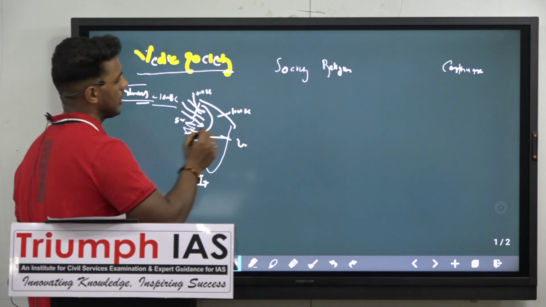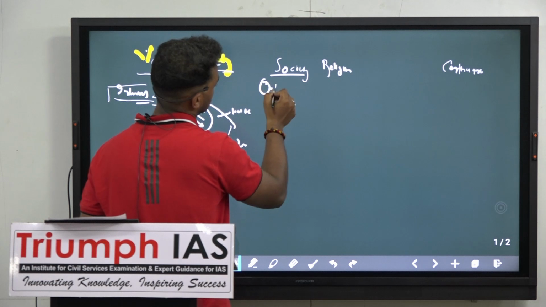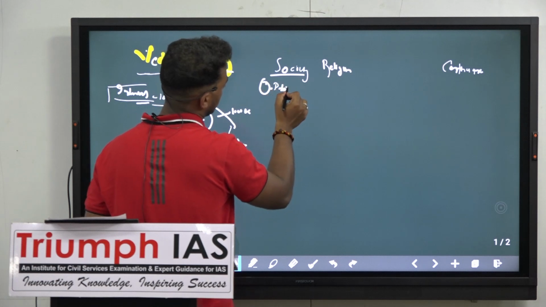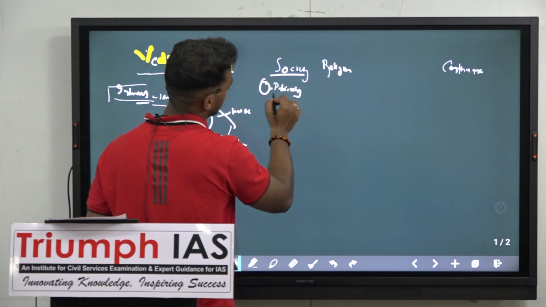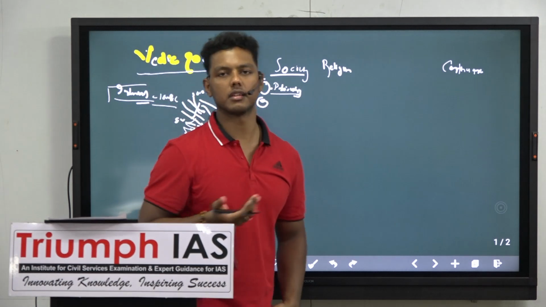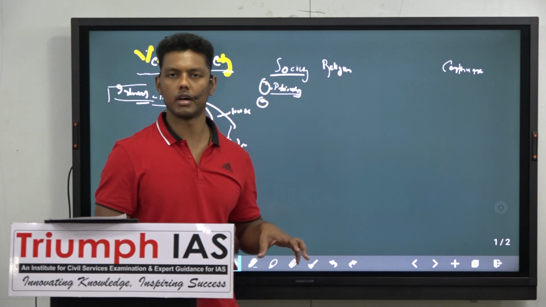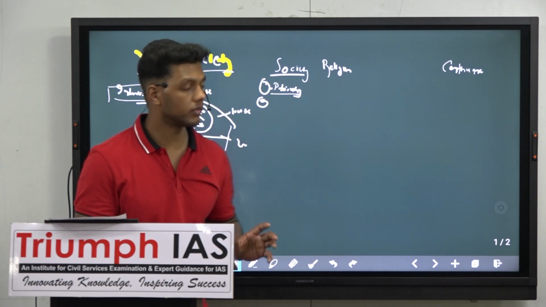Now what were the main important points of society? First thing, it was patriarchal. There are multiple examples where gods were prayed to for the blessing of male children, and the authority lay with the men in the household. There are multiple examples of that.